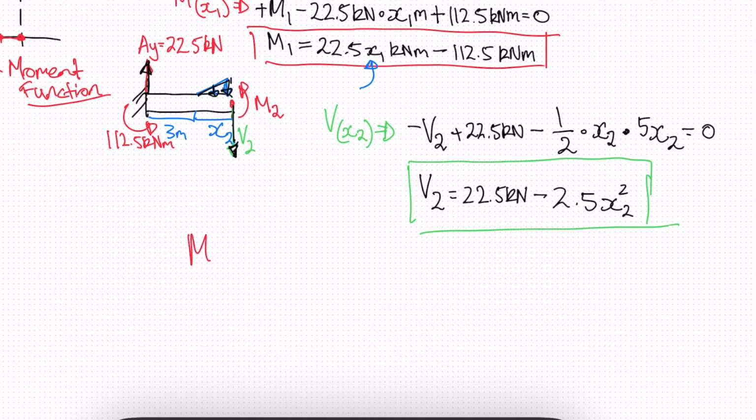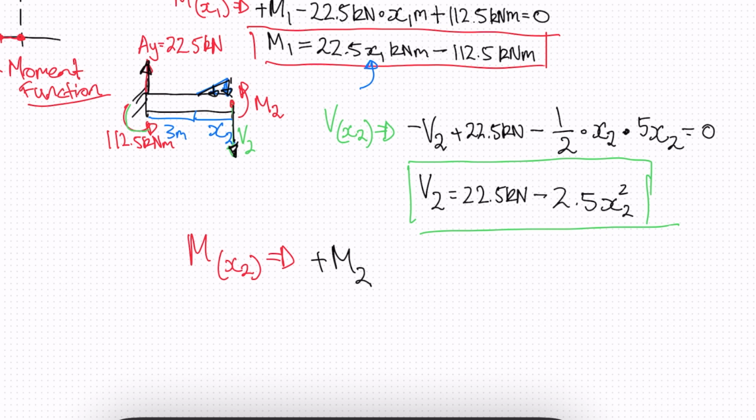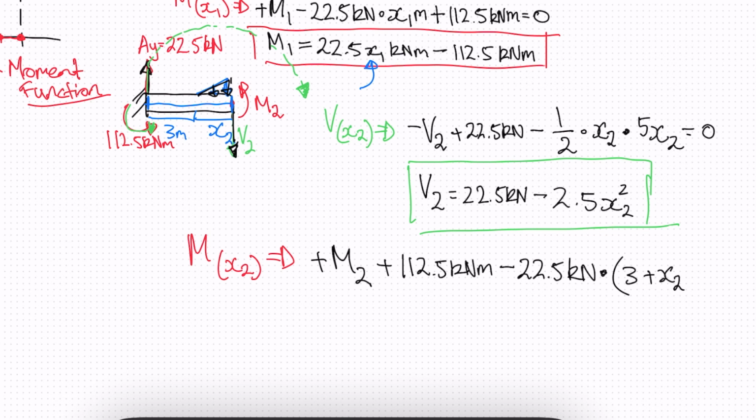Okay, so if we write our moment as a function of x2, we have our positive moment acting in the anti-clockwise direction. So we can just write positive M2. We also have our 112.5 kilonewton meters, so we can write positive 112.5 kilonewton meters. We have a negative 22.5 kilonewtons multiplied by this distance here. And this distance is 3 plus x2 meters.